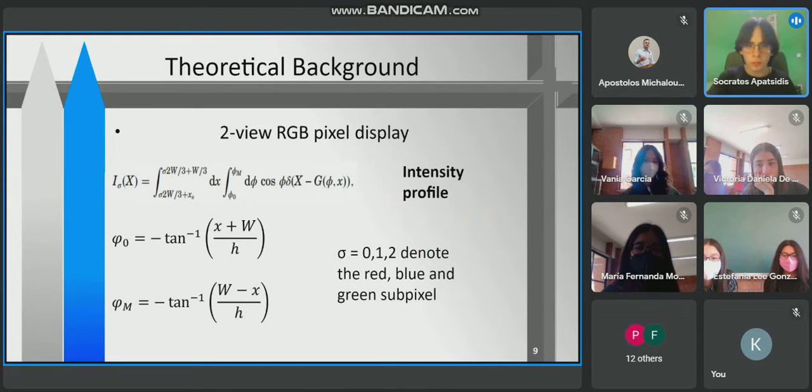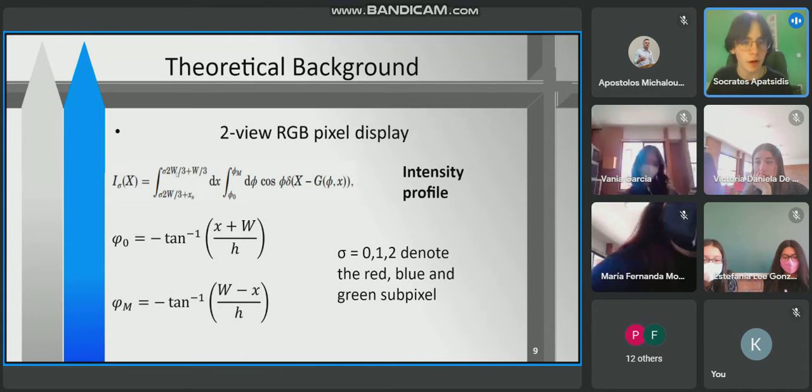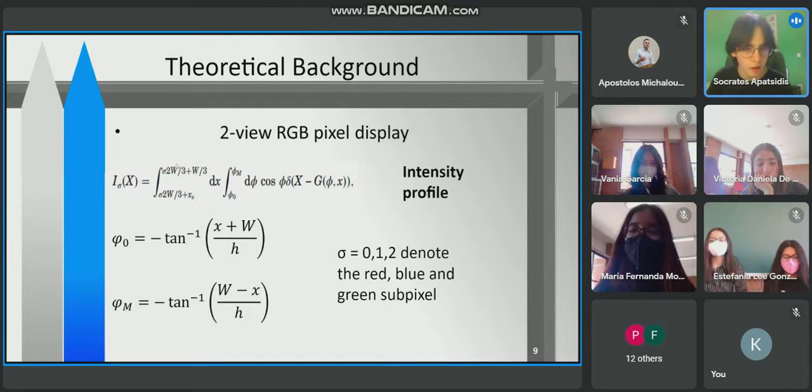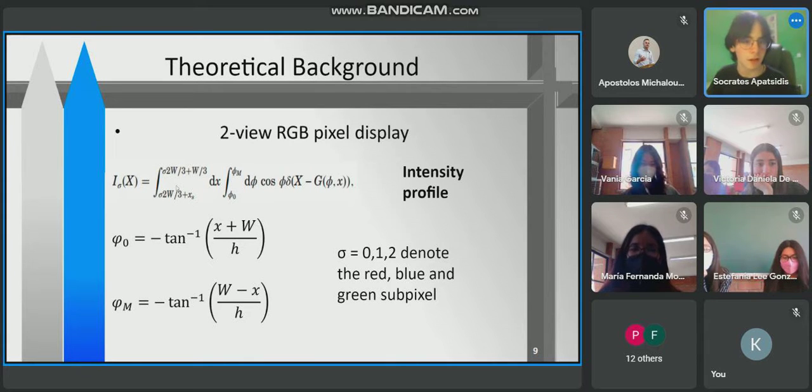Okay. So in order to measure the invisibility effect, we need to measure the intensity of light. So we have the intensity profile function, which is this one right here. We're talking basically about RGB pixel displays. So in this profile, you may notice that we're using some different parameters like W here, X, the F and FM or FO, and also the delta function, and also S.